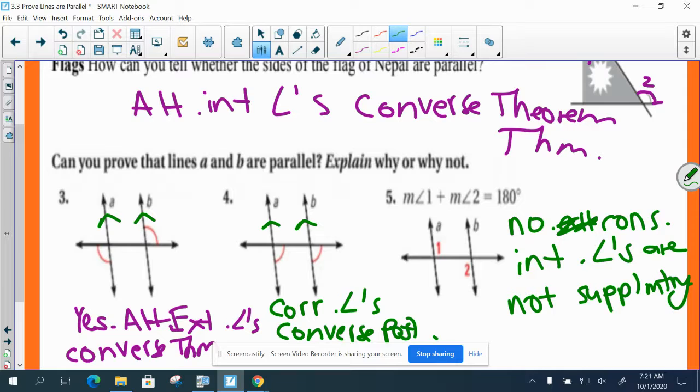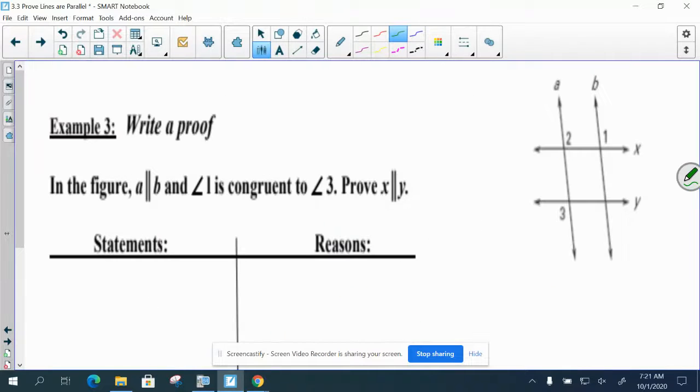All right. Let's look at a proof. It says in the figure, line A is parallel to line B. Let's go ahead and mark that since it's not marked already. So A parallel to B. And angle 1 is congruent to angle 3. Let's mark that as well. Angle 1 congruent to angle 3. Prove that x and y are congruent.